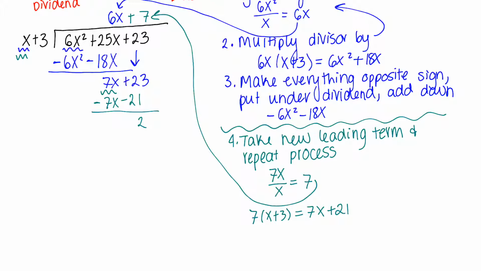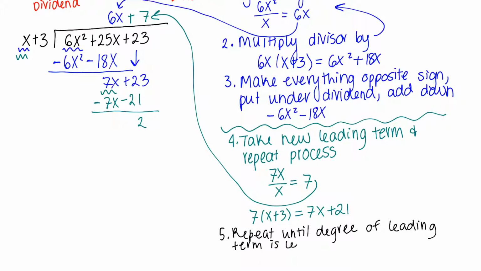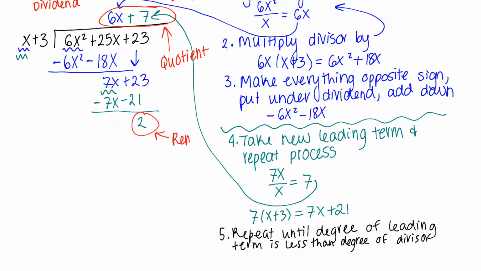So you repeat this process until the degree of what you're left with is less than the degree of the divisor. So I'll make that note here. I'm running out of space. So 2 is degree 0, x plus 3 is degree 1. So now that this is smaller than this, I'm done. And let me get a red pen here. This up here we call the quotient. And this down here, whatever is left over, we call the remainder.